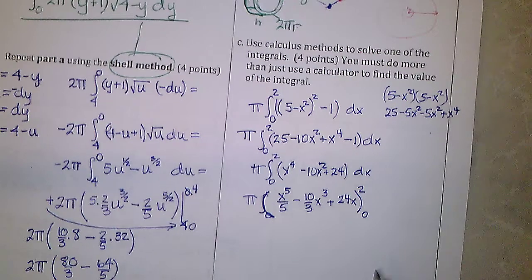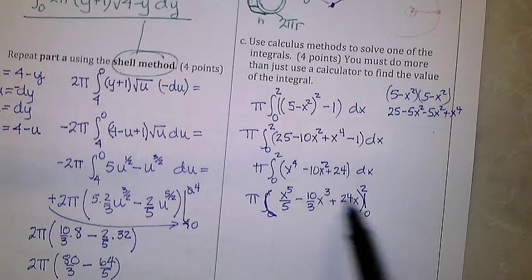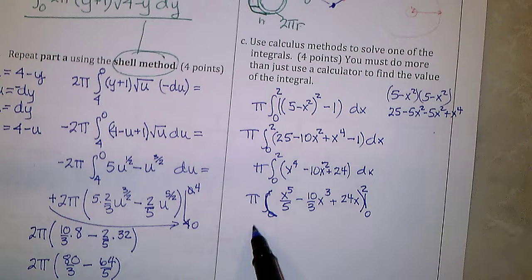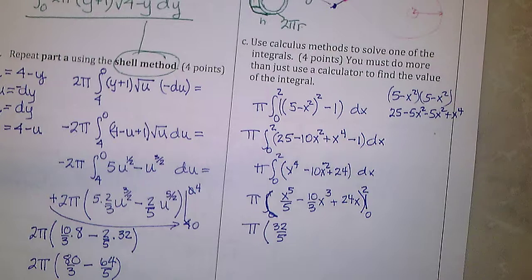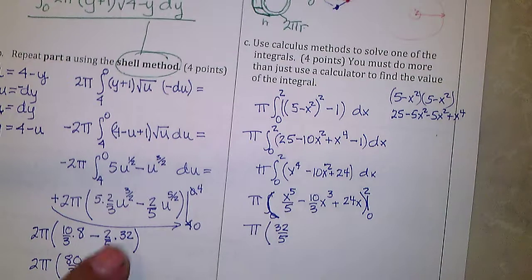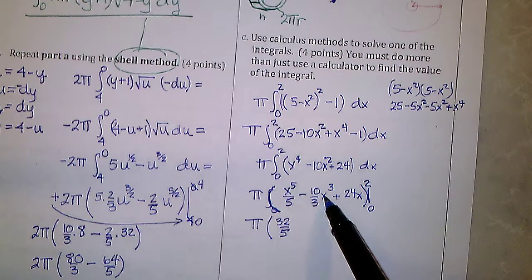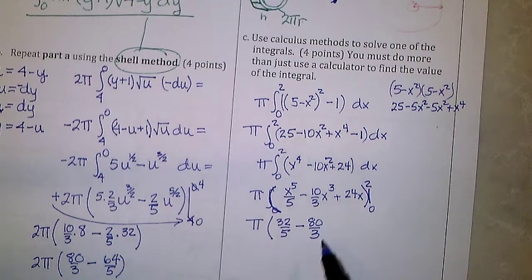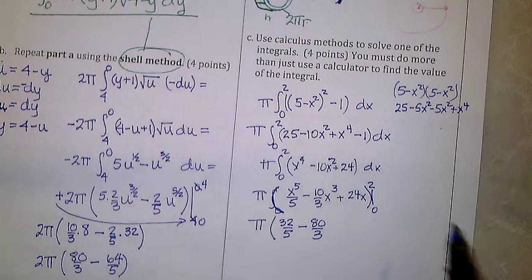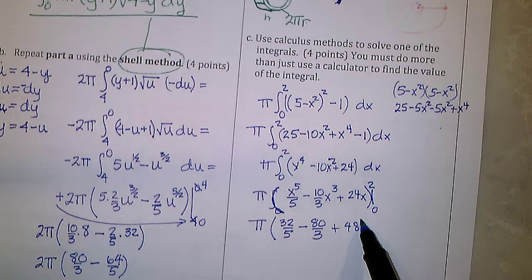Well, evaluate from 0 to 2. And so 0 is not going to cause anything. So I just got to put 2 in there. So this would be pi, parenthesis, 32 fifths. I had 32 times 2 fifths before, but this is 32 fifths. Putting 2 in there, I got 8 times that. That'd be minus 80 thirds. I did have 80 thirds. And then this would be plus 48.